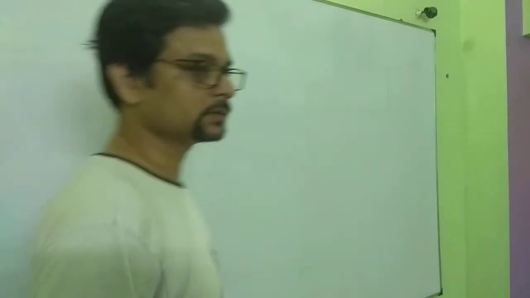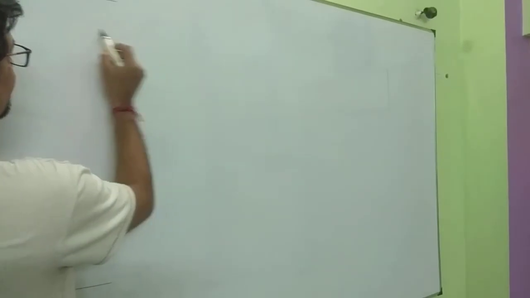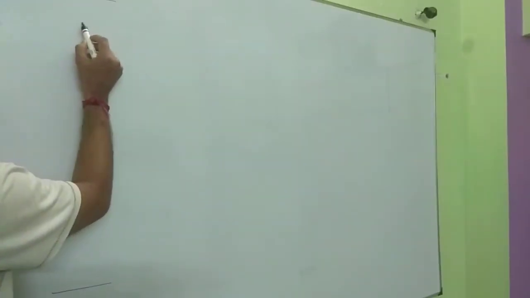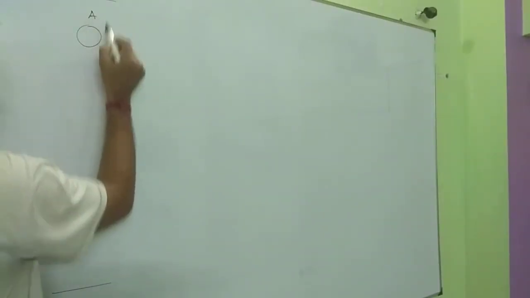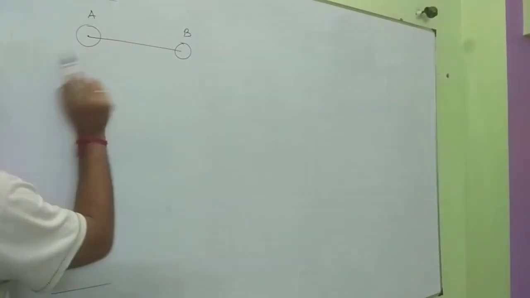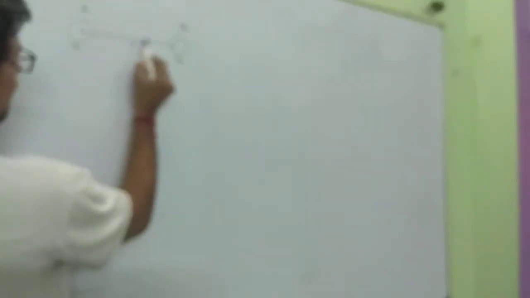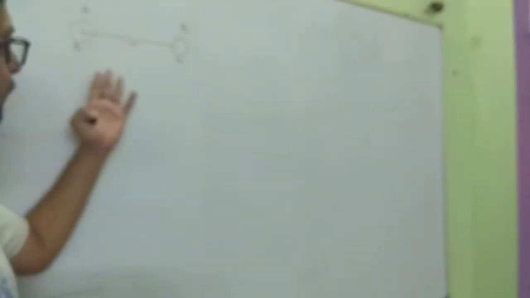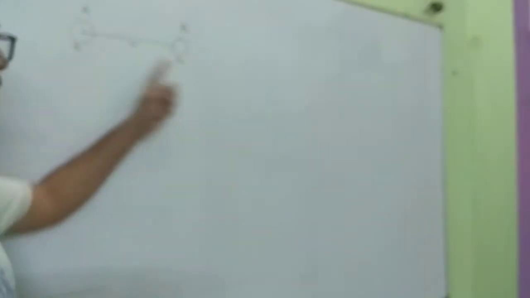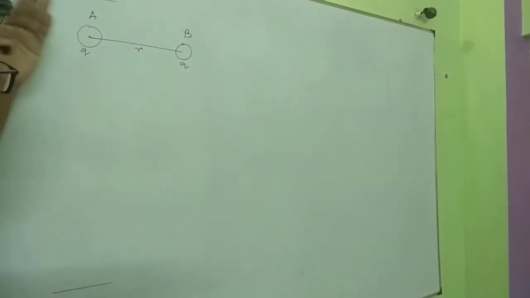Now next one. Suppose two metallic spheres A and B, having equal charges, both having Q charge, and they are at a distance R. So if these two metallic spheres are separated by distance R, they have a force.